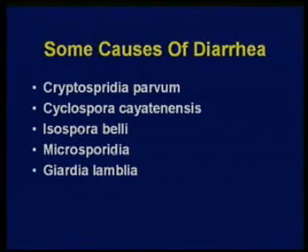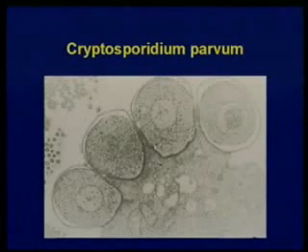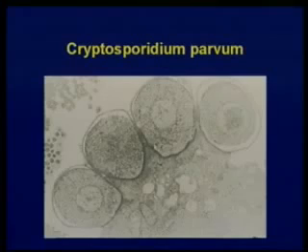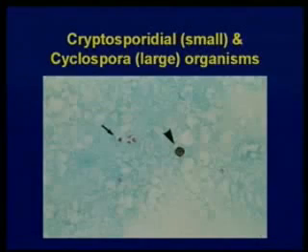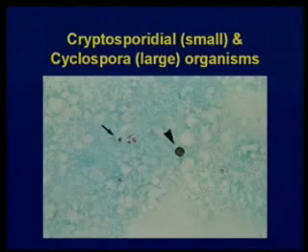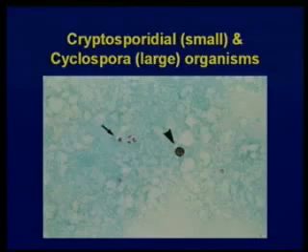Does happen. But you can also get non-fungal causes of diarrhea, so Giardia, which is a parasite as well. Here's Cryptosporidium parvum. That's what it looks like. Here is Cryptosporidium, which is smaller, and Cyclospora, which is larger. Isospora belli, and this is a modified acid-fast stain of the organism, more elliptoid, like elliptical.